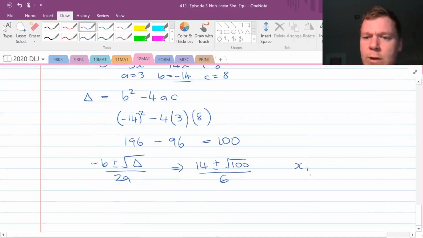So x1 is going to equal 14 plus 10 is 24, divided by 6 is 4, and then 14 minus 10 is going to give us a secondary one of 4 over 6, or 2/3.